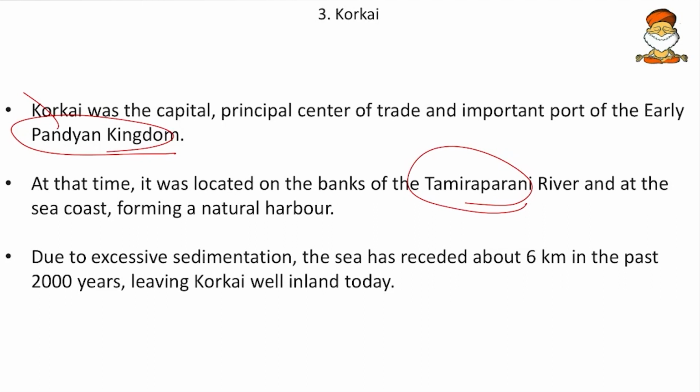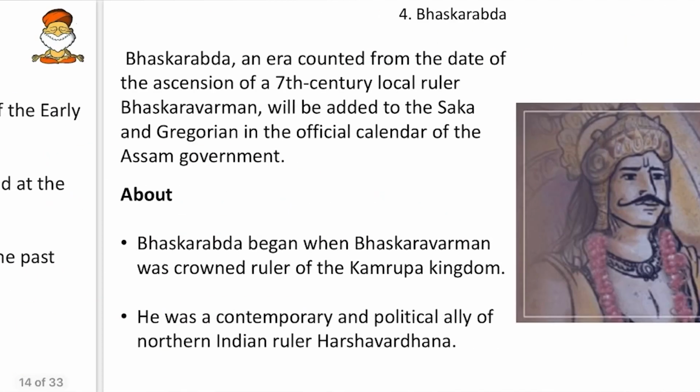That means due to excessive sedimentation, the sea has receded about 6 kilometers in the past, over 2000 years, leaving the Korkai well inland today. So that means what was on the bank, now it has been shifted away from the bank because of sedimentation over the river. So remember the geography and history. So UPSC is very fond of those topics where 2 to 3 concepts are clubbed. We got a question like, on which river gorge Ajanta Ellora temples are situated? So for such questions, we need to prepare in our study table itself.